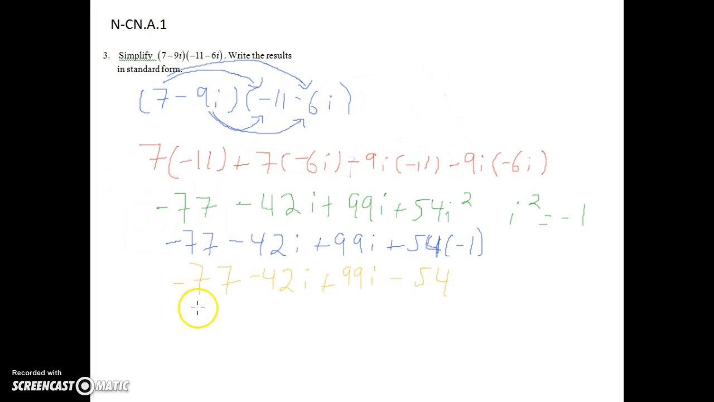So we can start combining our like terms. We want standard form, which is a plus bi, which means the number comes first. So we're going to combine negative 77 with negative 54, which gives us negative 131. And then we're going to combine the negative 42i with this 99i, which will give us a positive, so plus 57i. And there's our answer.